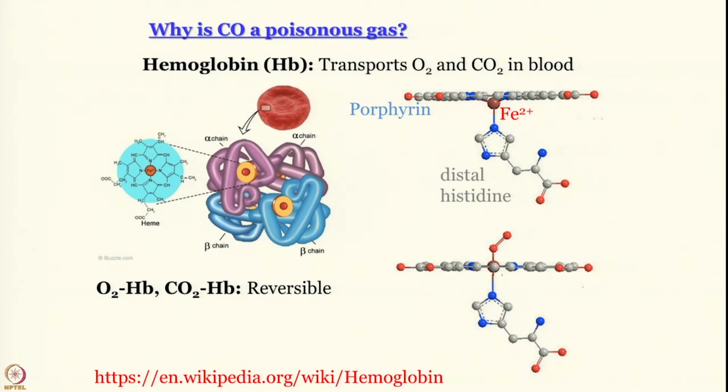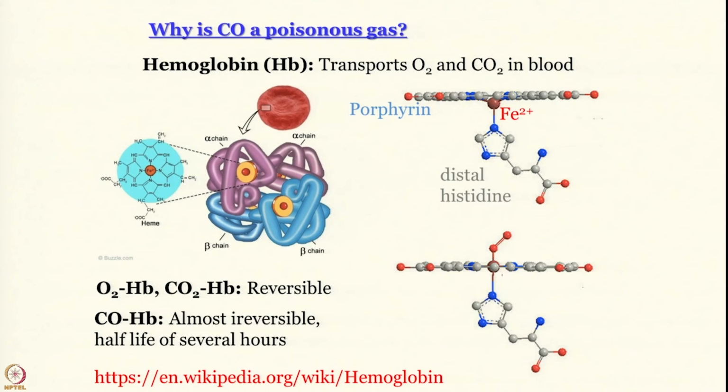The problem is carbon monoxide forms carbonyl complexes that are extremely stable, the formation is almost irreversible. So, once that complex is formed, the half life is of several hours. So, if somebody is exposed to carbon monoxide, a lot of these hemoglobin molecules will form this very stable carbonyl complex with carbon monoxide, which is not going to break so easily.